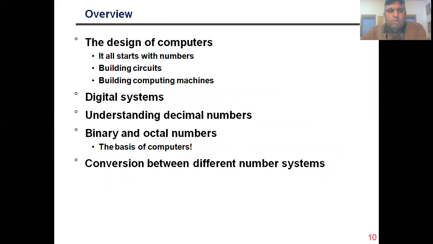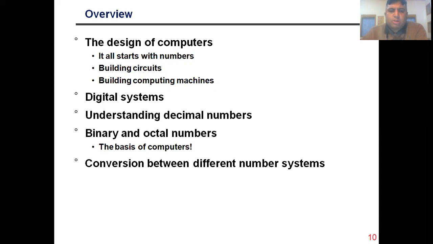Okay, this is some overview design of computers. It all starts with numbers. When we have to design a computer, it all starts with numbers. It means we break up our problem into numbers, then we design building circuits, then we design a digital circuit or digital computer, its components, by digital mathematical models, then building computing machines, digital systems.